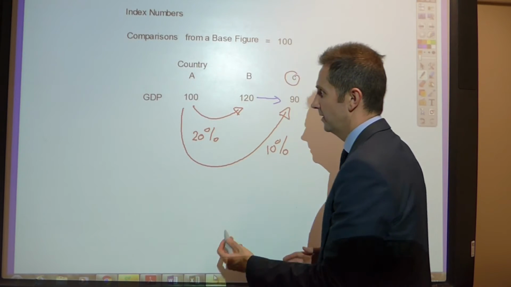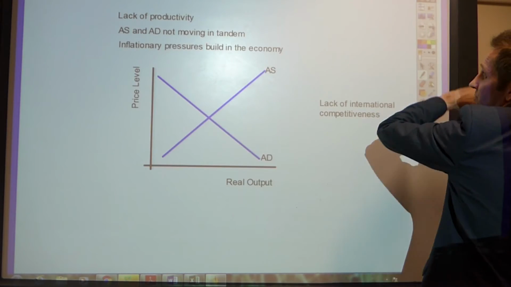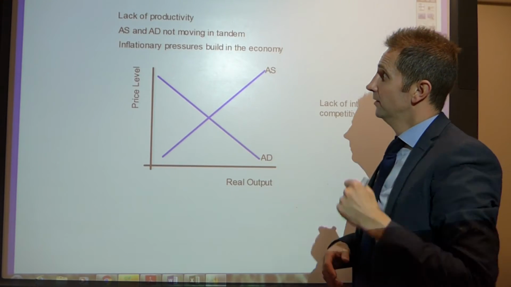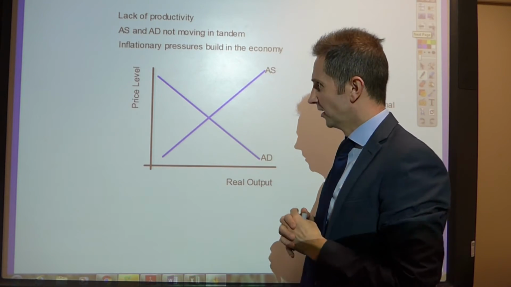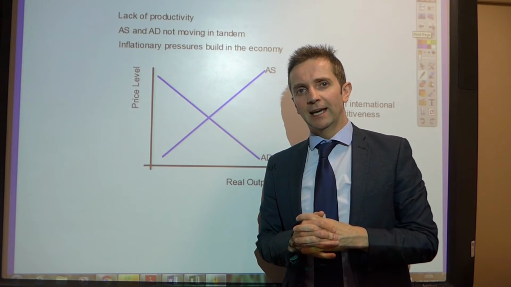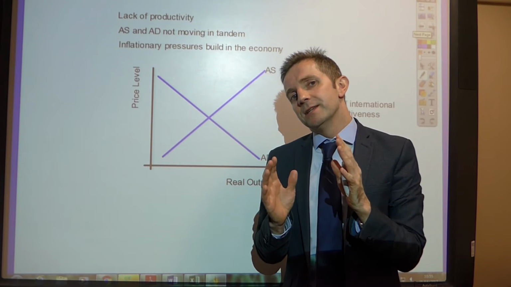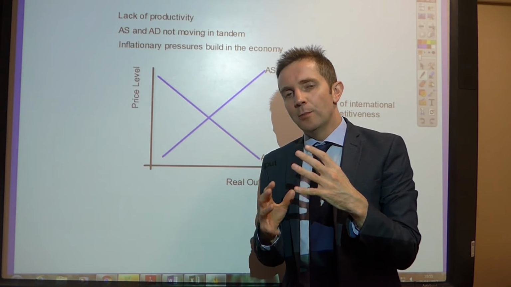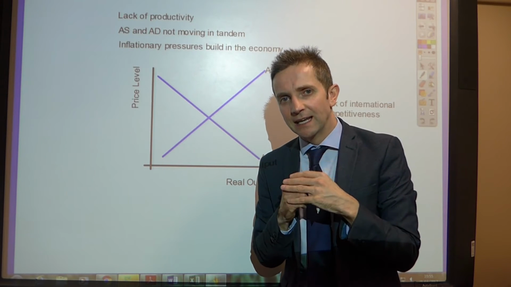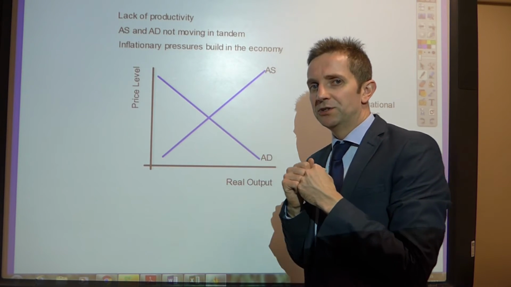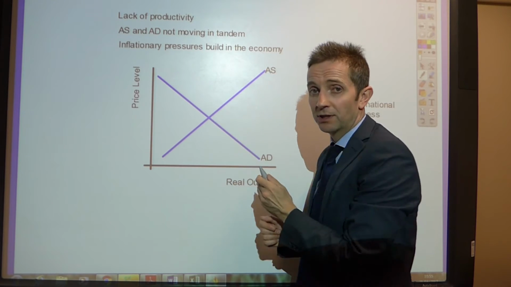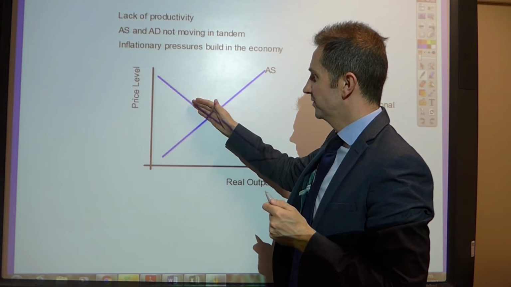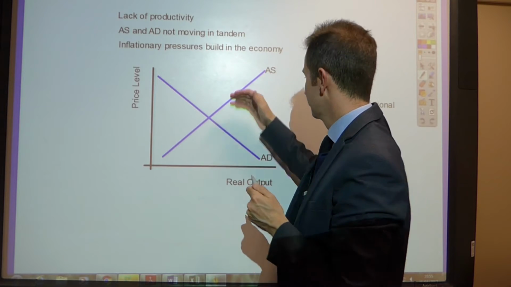Okay, so that's how we interpret that data, ladies and gentlemen. Now, I think it's important to consider what problems there might be if we have increasing demand in the economy that is not matched by increased productivity gains. Very important, ladies and gentlemen. This would mean that AD, aggregate demand, might be shifting very rapidly to the right.